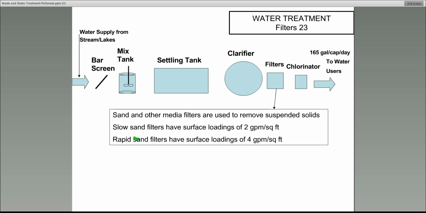Okay, filters. Sand and other media filters are used to remove suspended solids. The slow sand filters I don't prefer because the water tends to float in there, and it takes too long to filter it out. So a rapid sand filter is what I would prefer, at 4 gallons per minute per square foot.